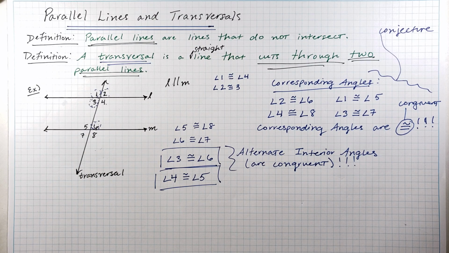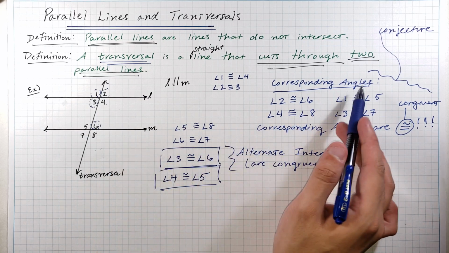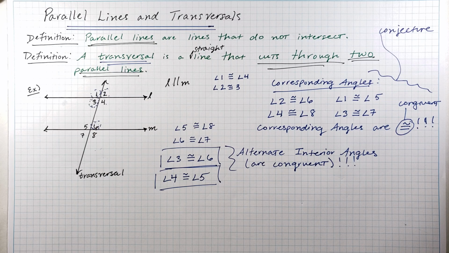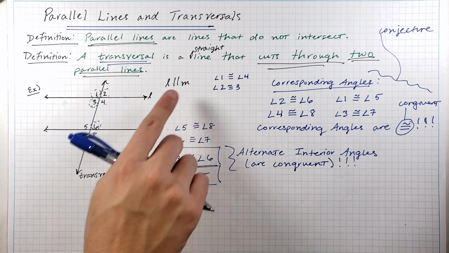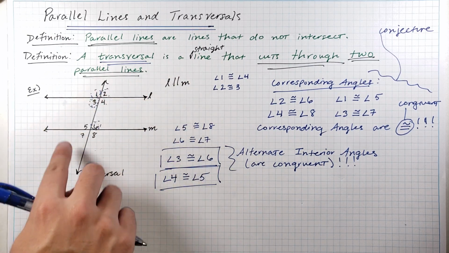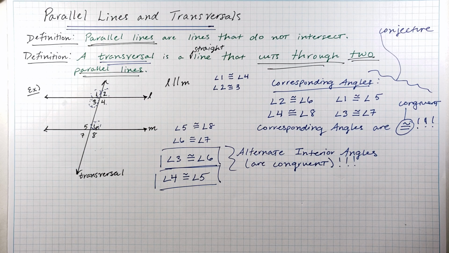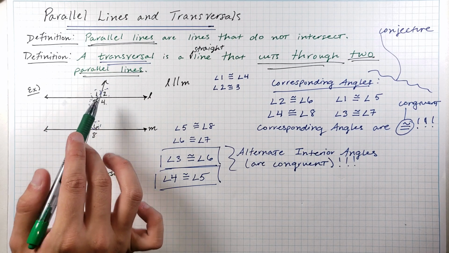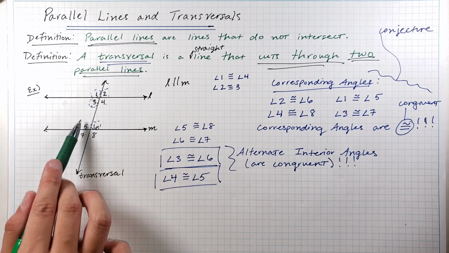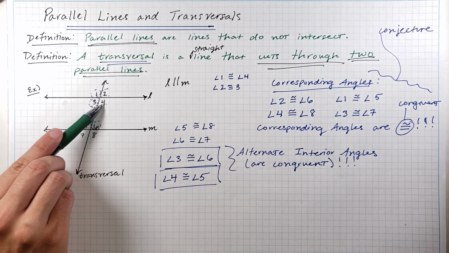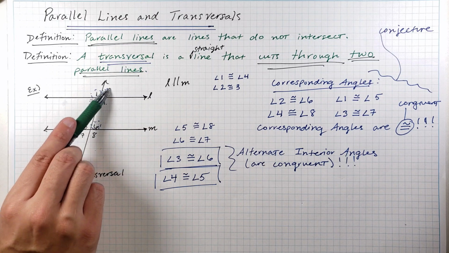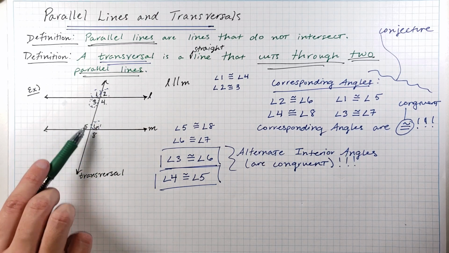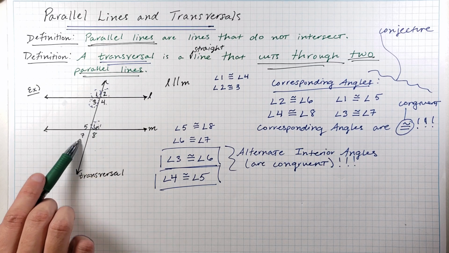All right. So now that we have alternate interior angles being congruent and corresponding angles being congruent, maybe we can state some facts about transversals going through two parallel lines in general. We'll just make some generalizations, and we're going to say that each pair of vertical angles here are congruent, right? 1 and 4 are vertical angles that are congruent. 2 and 3 are vertical angles that are congruent. 5 and 8 are vertical angles that are congruent. 6 and 7 are vertical angles that are congruent.